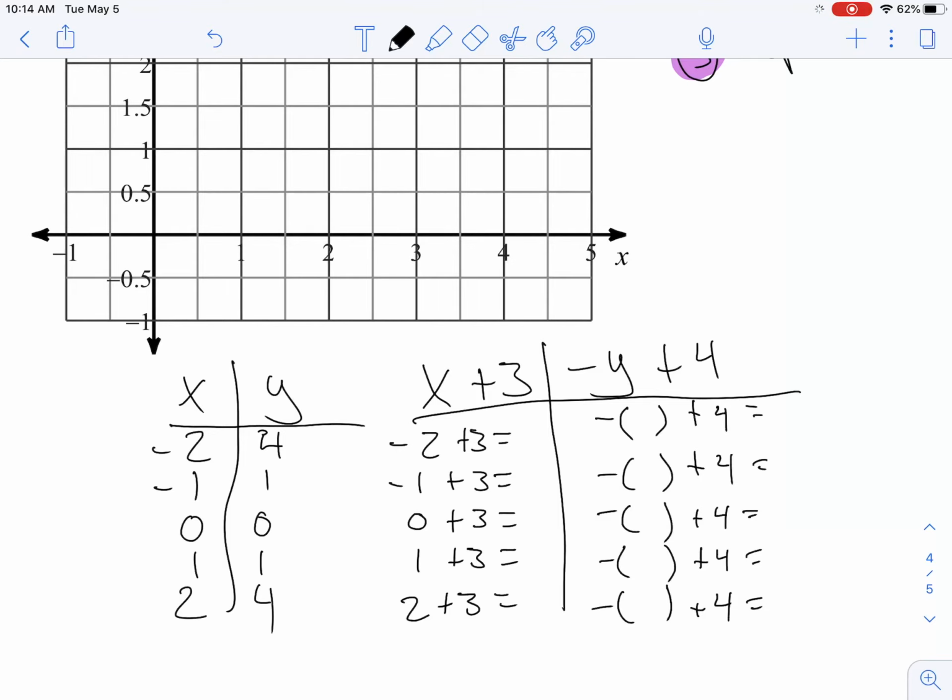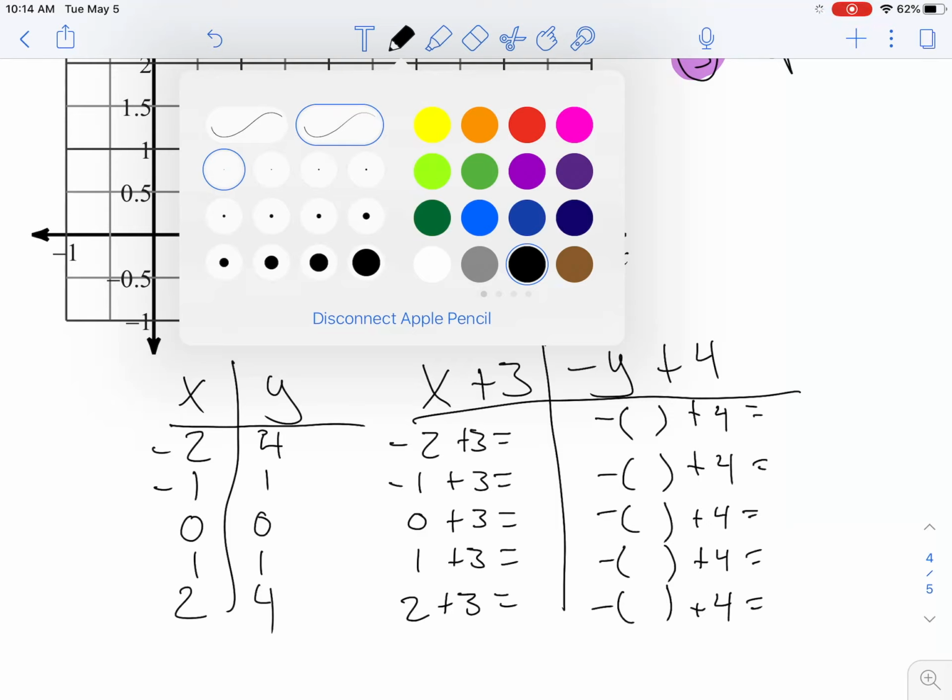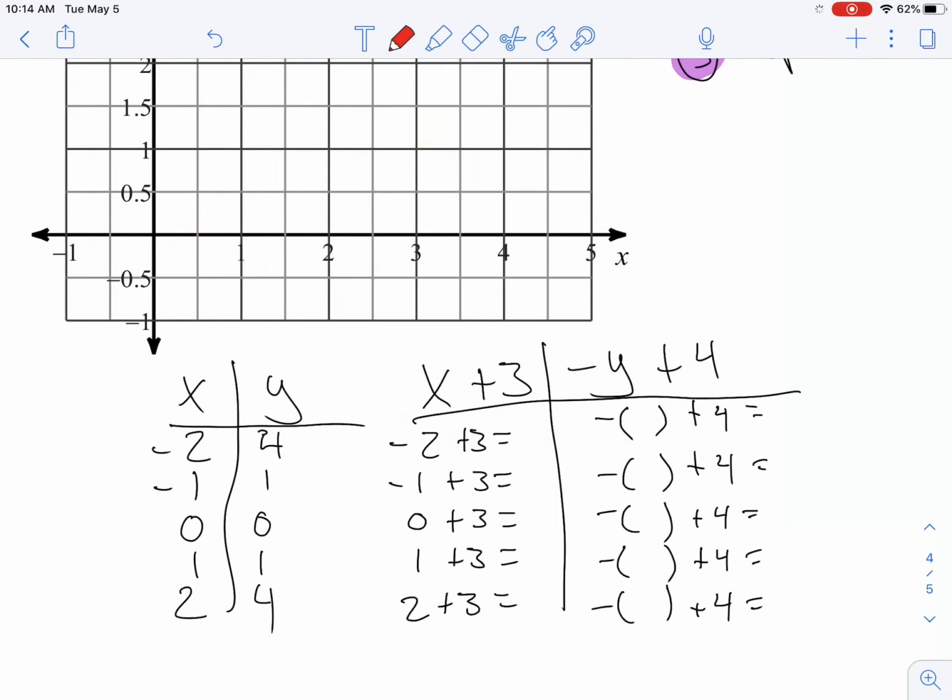Okay, we'll work these out. I'm going to do these ones in red. Negative 2 plus 3 is 1. Negative 1 plus 3 is 2. 0 plus 3 is 3. 1 plus 3 is 4. And 2 plus 3 is 5. And then on our other side, we're putting a 4 here, a 1, 0, 1, and 4.